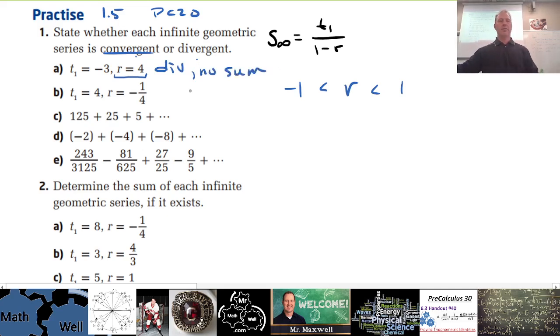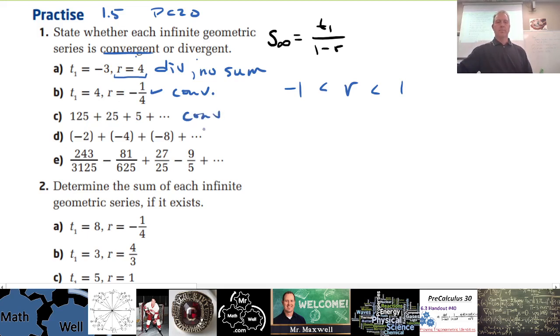Divergent series have no sum because you keep adding larger and larger numbers. It doesn't end up zeroing in on anything or come close to anything. It just keeps getting bigger. Here we go, -1/4. There we go, that's convergent. You don't have to find the sum. So this is convergent, it does have a sum. For C, the numbers seem to be getting smaller. R looks to be 1/5 here, right?